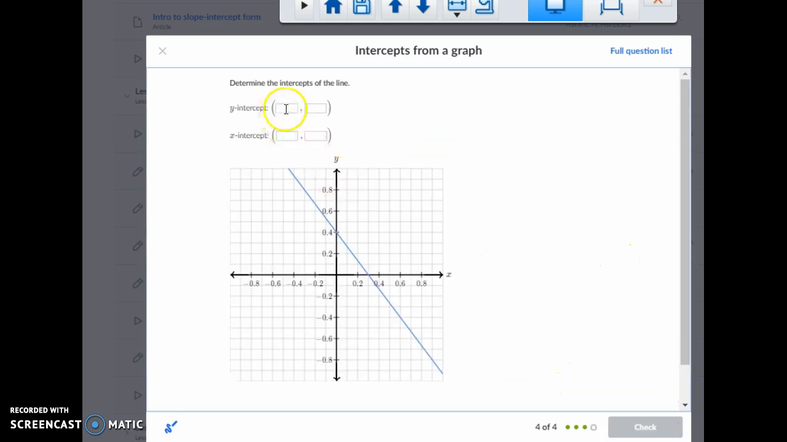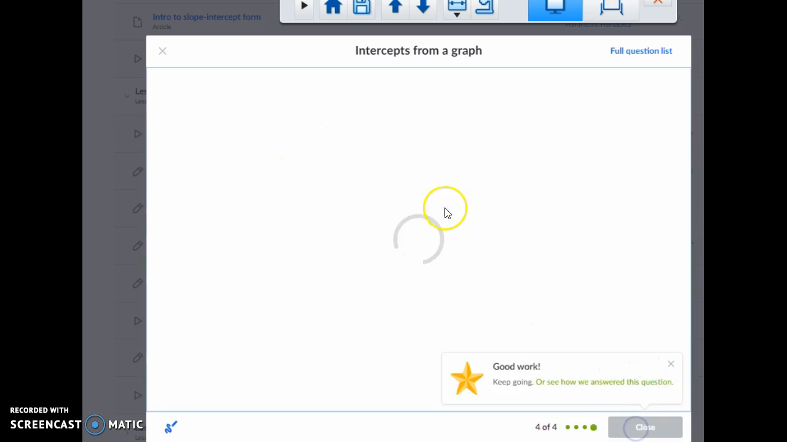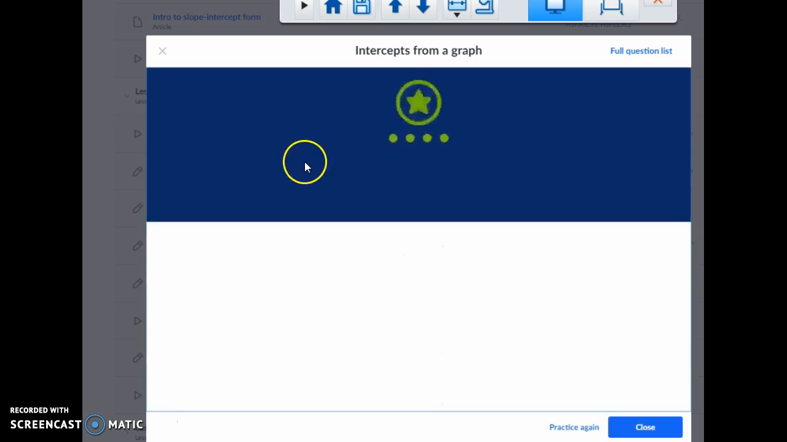Finally, the y-intercept is when x equals 0. The x-intercept is when y equals 0. So we plug that in. We look at where we're crossing the y-axis for the y-intercept, and that's going to be at 0.4, 4/10. So you can plug in 0.4 or 4/10. The x-intercept, it's crossing between 2/10 and 4/10, which is 3/10. So we have 3/10 right there. Okay, so that's the first one.